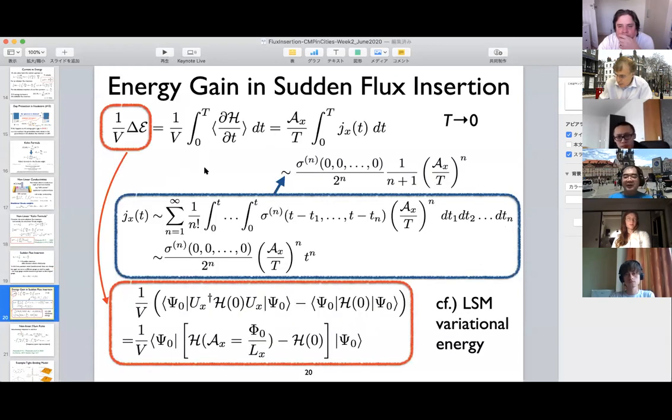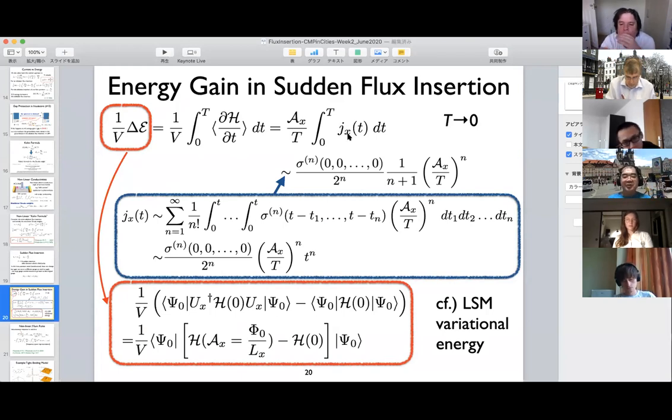And interestingly, you can play the same game. It happens instantly, but the system still gains some energy, and you can try to evaluate it. So on one hand, again, the energy increase is nothing but the integral of dH/dt. And dH/dt can be related to the current by the same logic, because the current is the derivative of the Hamiltonian with respect to the vector potential, and the vector potential is proportional to time.